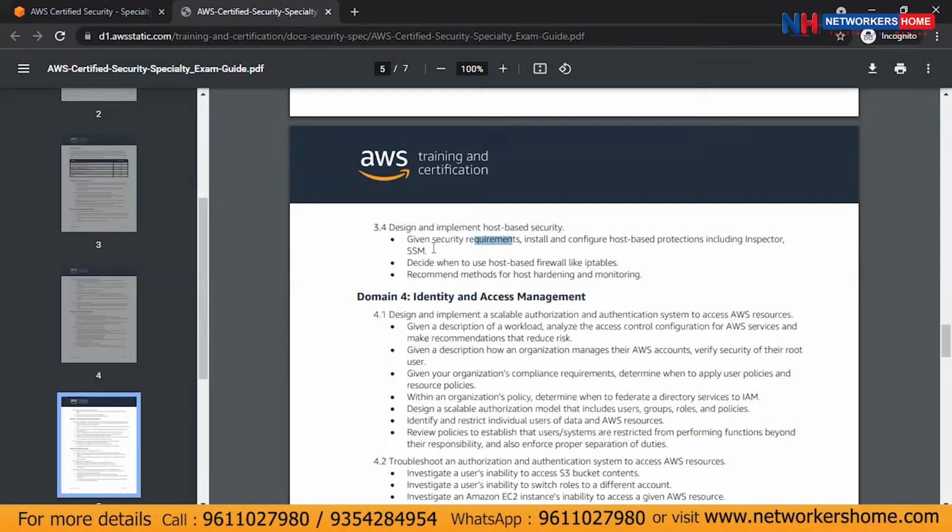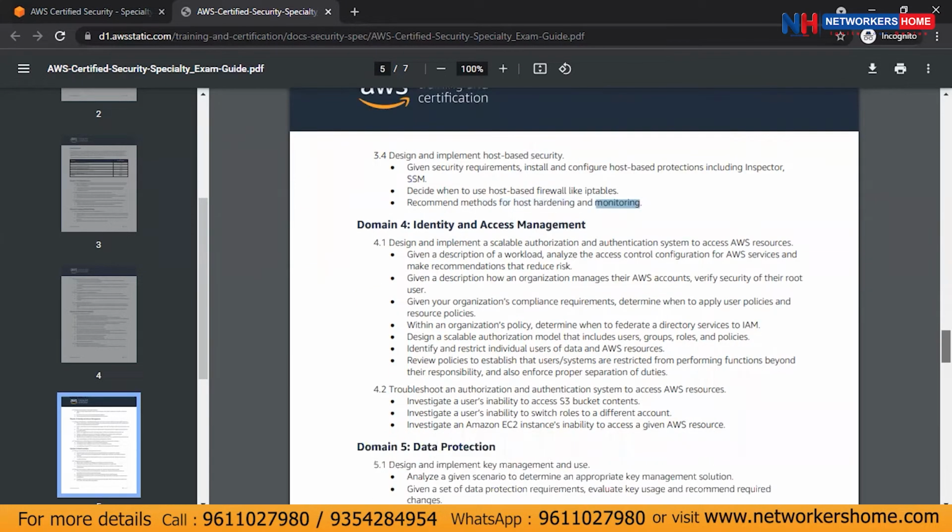Like how you can automate patching on your instances. Usually, if you want to patch your instance, you have to do it manually. Every time you launch an instance, like Linux, Windows, Mac, you have to patch it manually. Can you automate it? Yes, you can do that using the SSM service. Then recommended methods for host hardening, security wise, and monitoring.